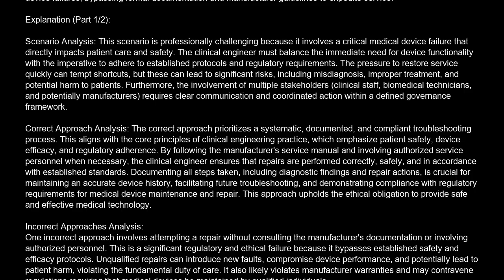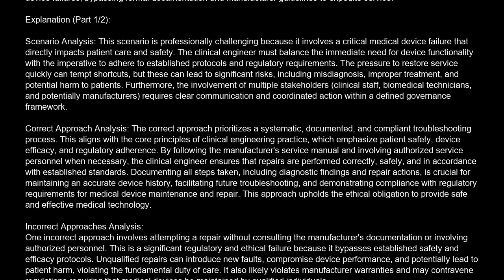The pressure to restore service quickly can tempt shortcuts, but these can lead to significant risks, including misdiagnosis, improper treatment, and potential harm to patients. Furthermore, the involvement of multiple stakeholders, clinical staff, biomedical technicians, and potentially manufacturers, requires clear communication and coordinated action within a defined governance framework.